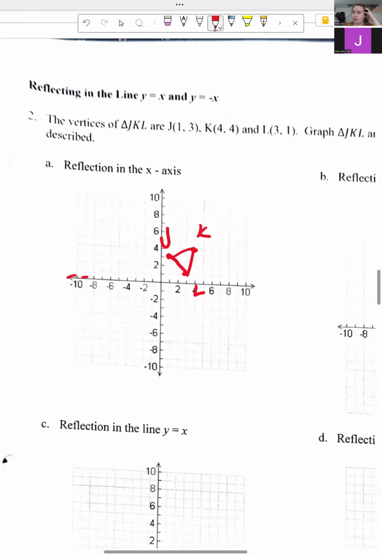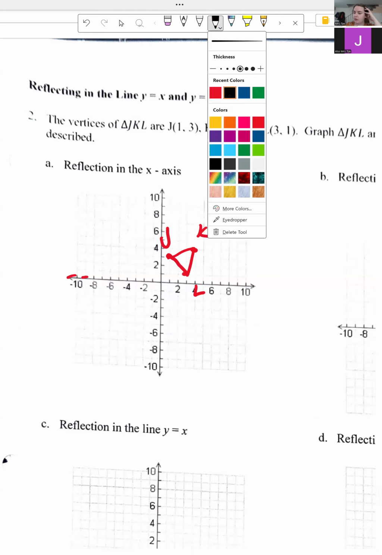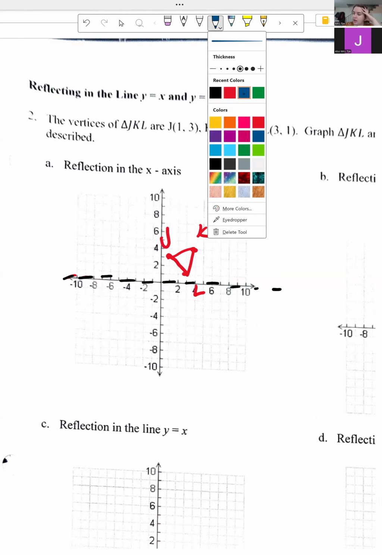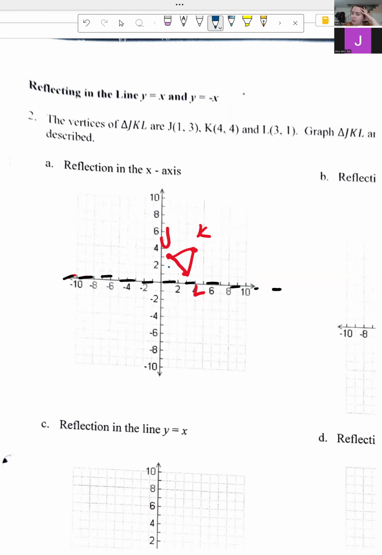Oh, I wanted black. So just right here. And we're going to be equal distance over this line. So J is 3 away. So 1, 2, 3. We're going to go 3 more. So 1, 2, 3. Right there, that's J prime.